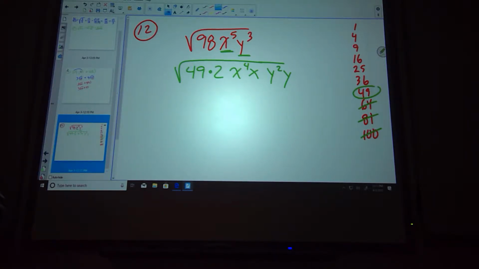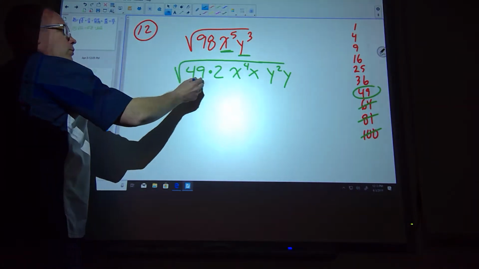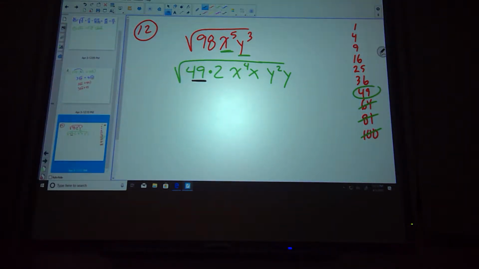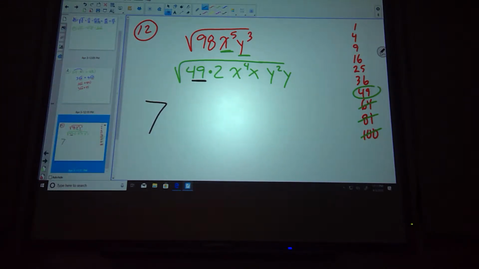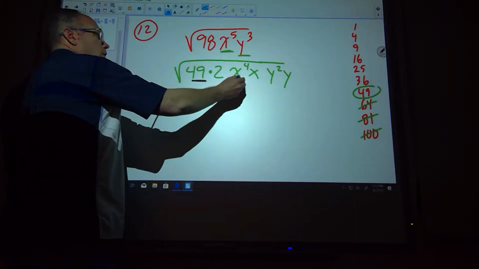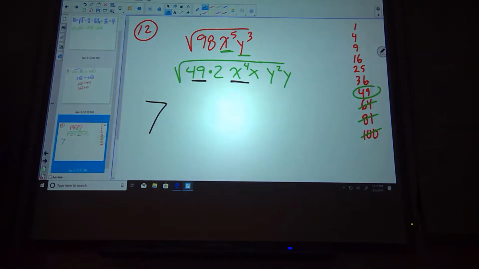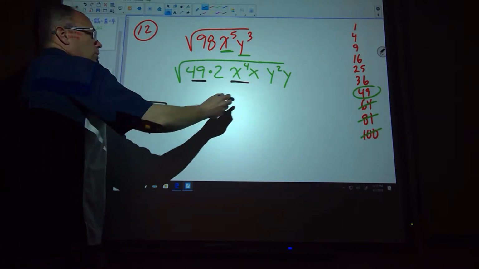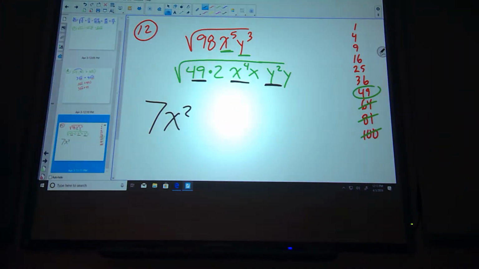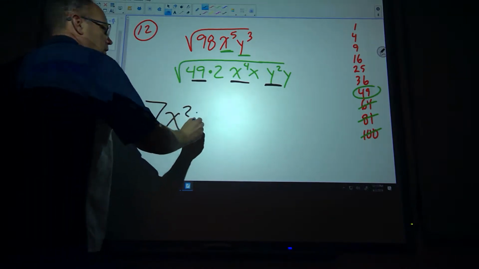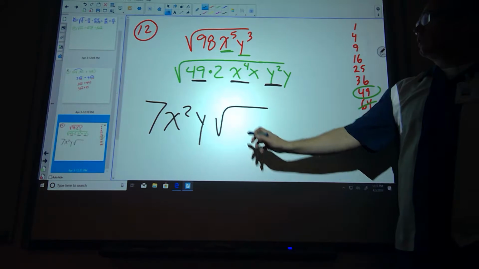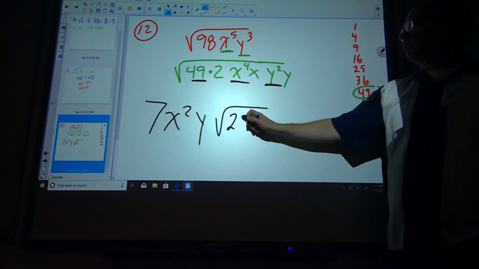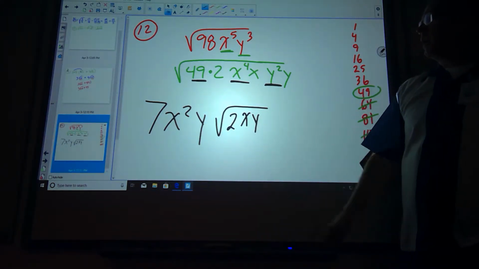Okay, so where's my perfect squares up here? Is 49 a perfect square? Yeah. Okay, so what's the square root of 49? 7, so it comes outside. There's no longer a radical sign that goes with it, right? Because it was a perfect square. What's the square root of x to the 4th? Squared, it's always half. What's the square root of y squared? Y. Now, under the square root, what's still left behind? 2. What else? X. What else? Y. Yeah, that's it.